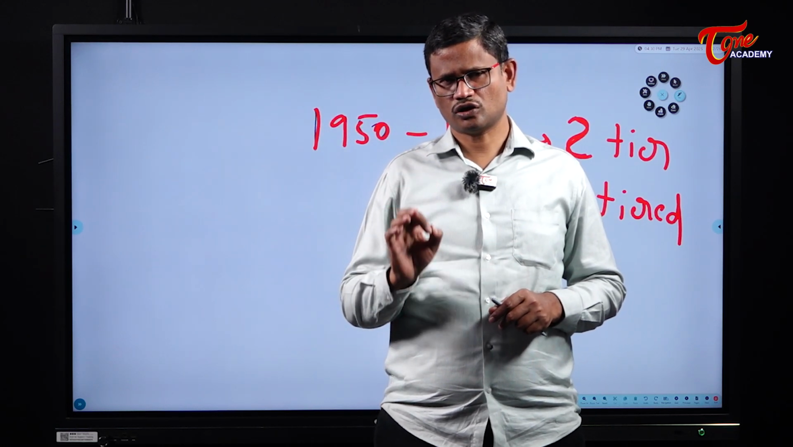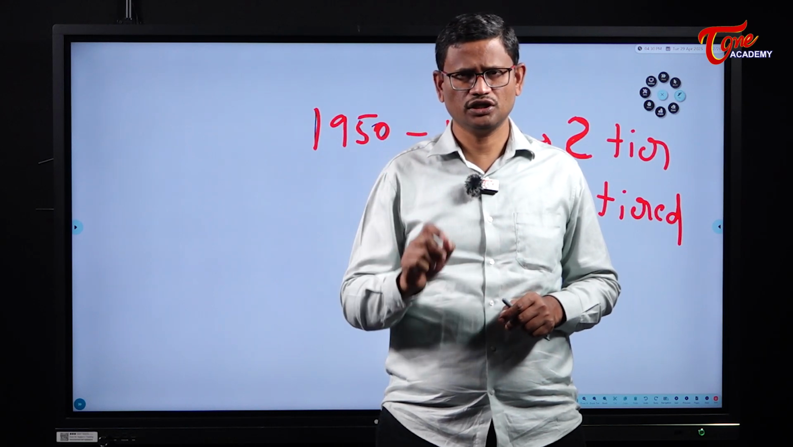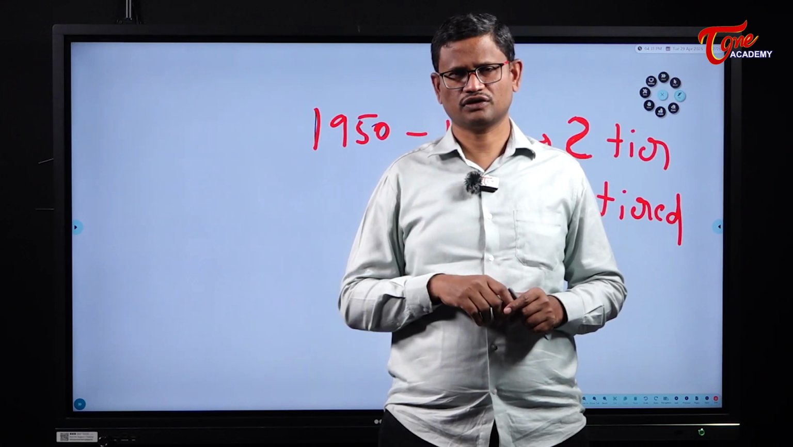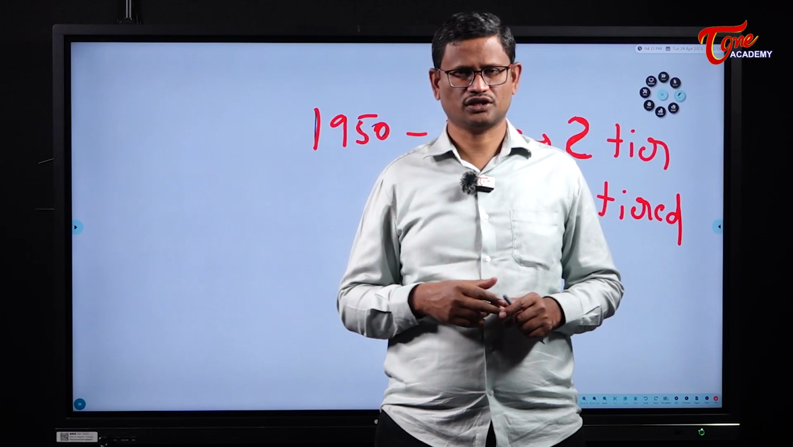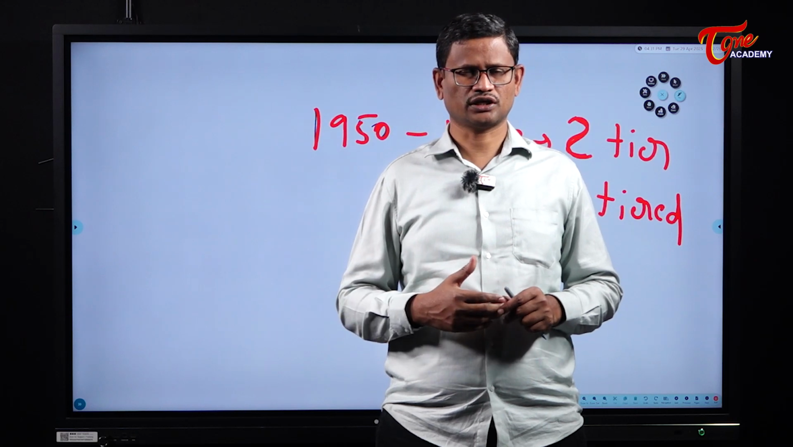If you take the Constitution of India, it was initially a two-tiered federation. From 26th January 1950 till 1992, India was a two-tiered federation. So only the central and the state governments were constitutionally recognized.